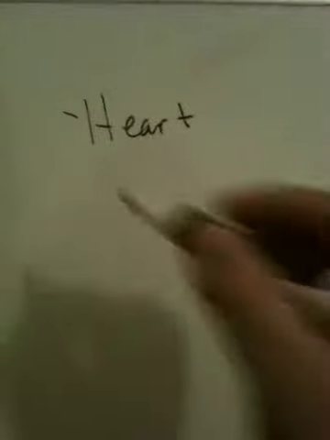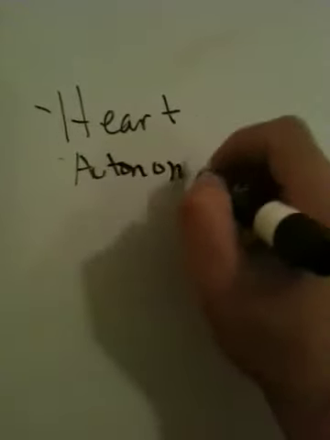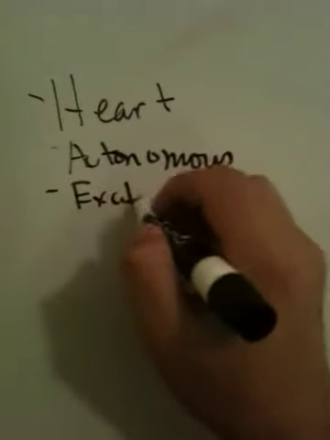It is able to be regulated by the nervous system, particularly the CNS and the PNS, which stands for the central nervous system, particularly the autonomic nervous system. However, the heart has the ability to control itself. It is autonomous. One of the characteristics of the heart is that it is autonomous. It is extremely excitable.